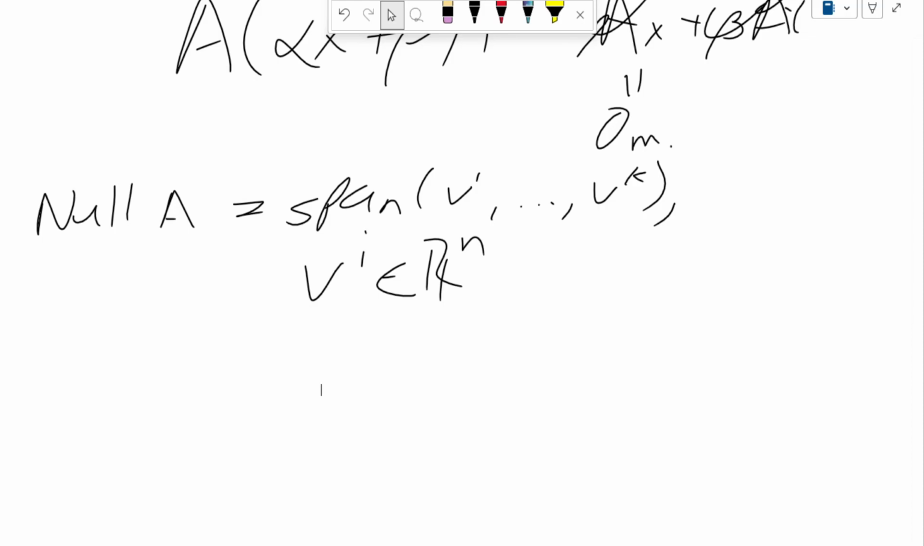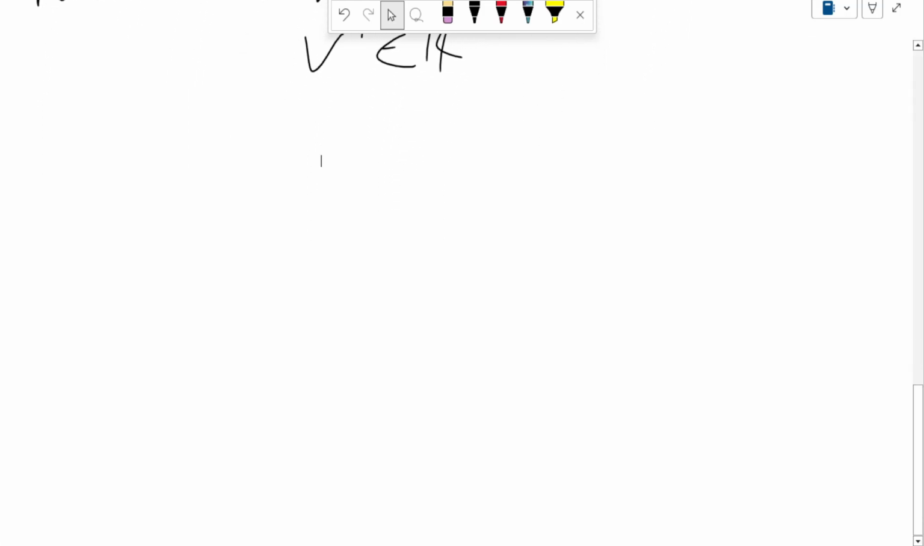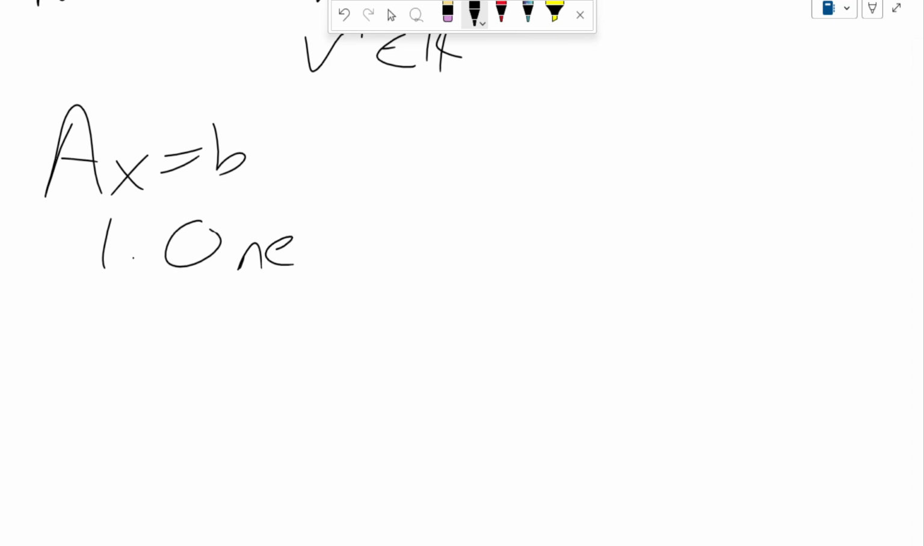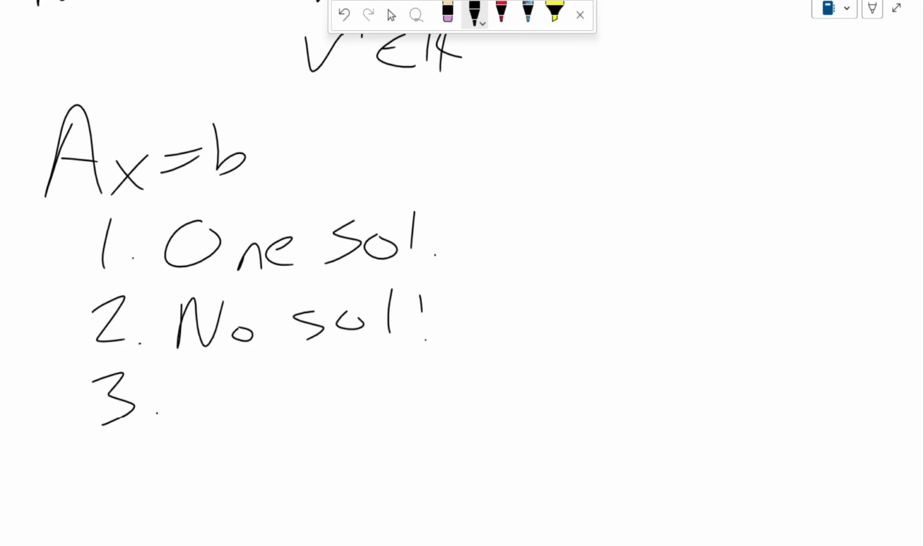So here's the question. We know that a linear system has three possible behaviors. If we have Ax = b, there are three possible behaviors. One, this has one solution. Two, it has no solutions. And three, it has infinitely many solutions. Those are the three possibilities.